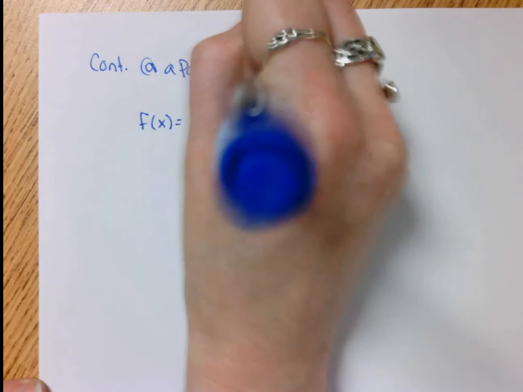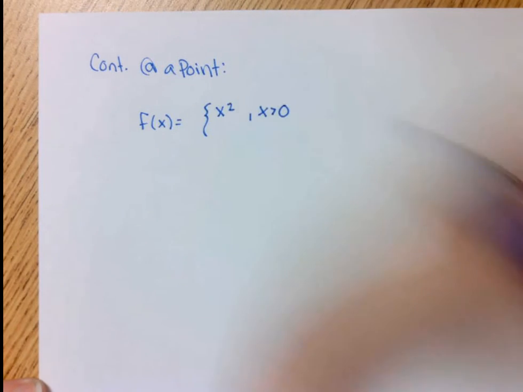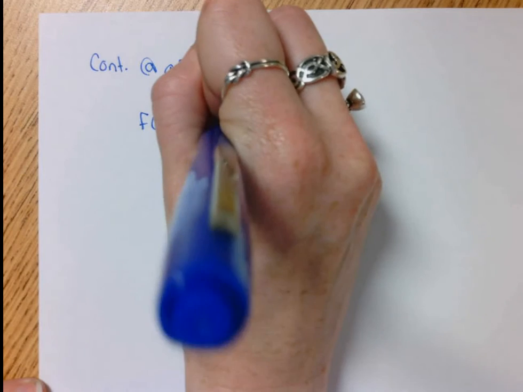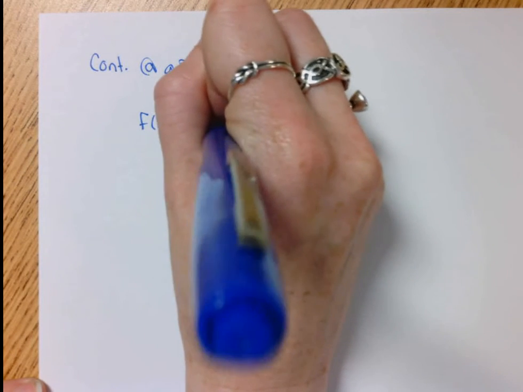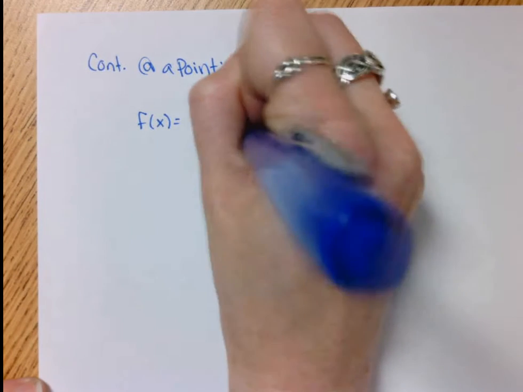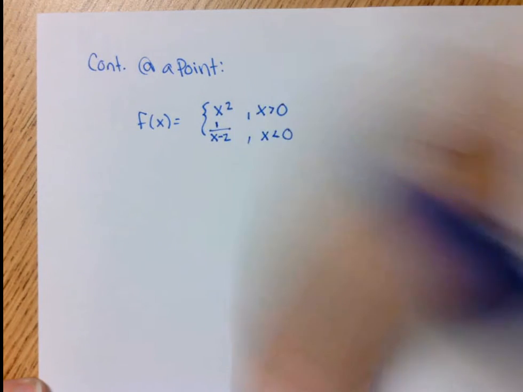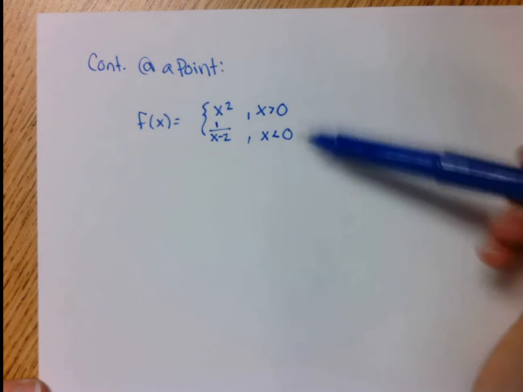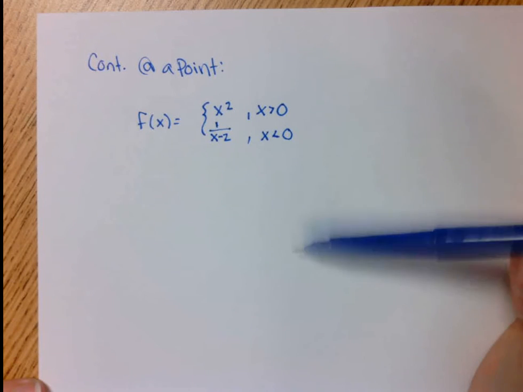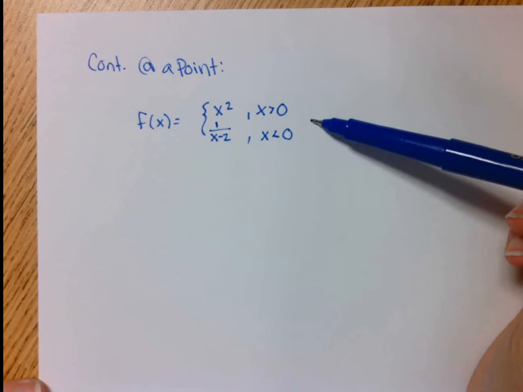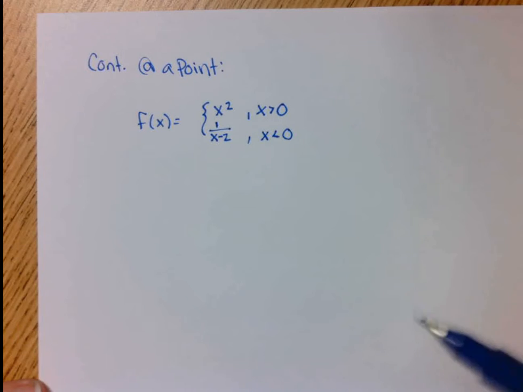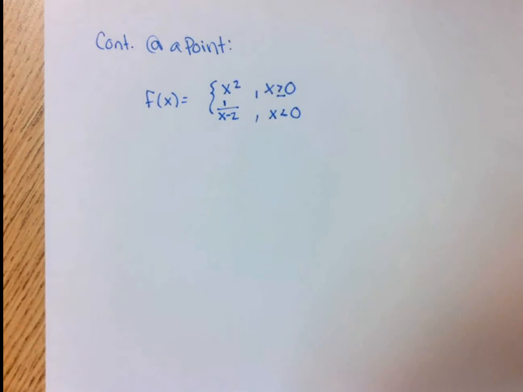Like x squared when x is greater than or equal to 0, but let's say they gave you 1 over x minus 2 when x is less than 0. So they'd say, hey, prove that this is continuous or discontinuous. There are 3 things we have to do to prove continuity.